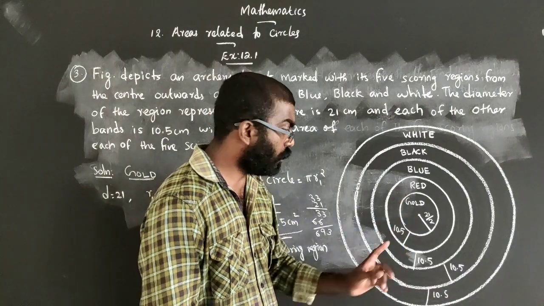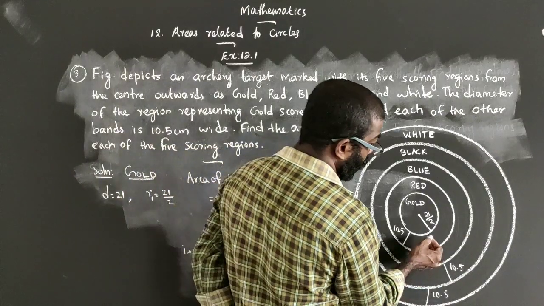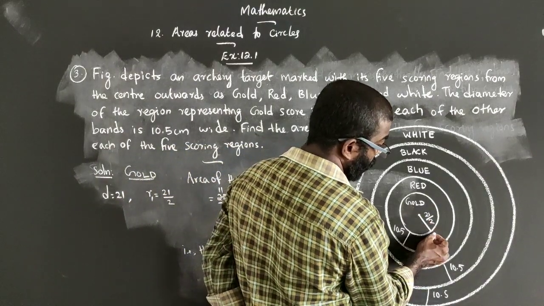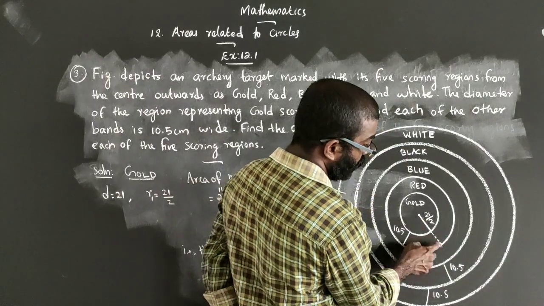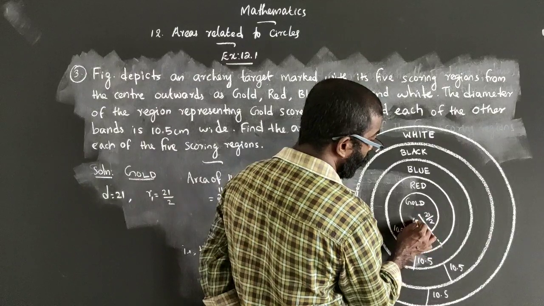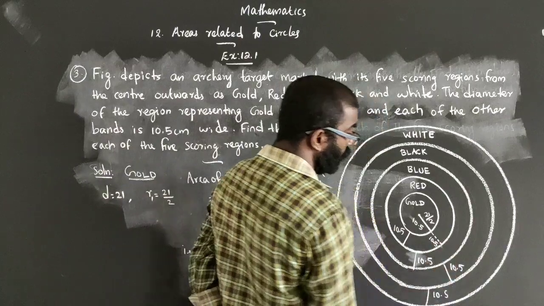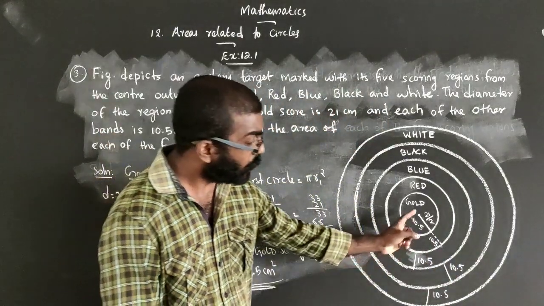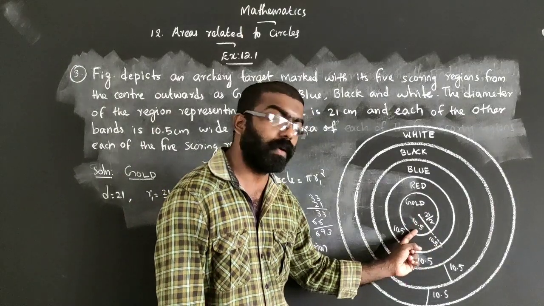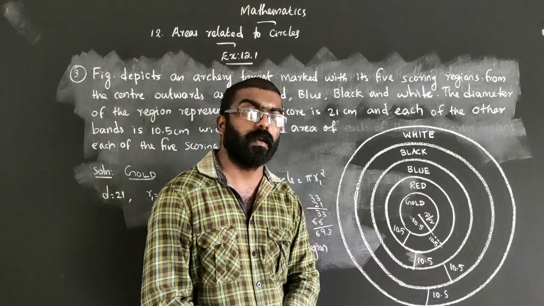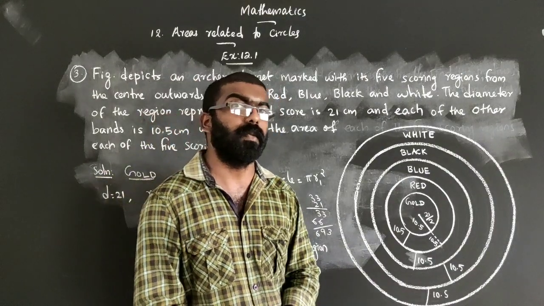Now we can find the area of the second circle, not the area of the red scoring region. First of all, we can find the area of the second circle. So for the second circle, the radius is this 21 by 2 plus 10.5. 21 by 2 means 10.5. Here also 10.5, 10.5 centimeter wide. So the radius of the second circle is the total length, that is 10.5 plus 10.5. Clear? So 10.5 plus 10.5 is what? 21 centimeter.